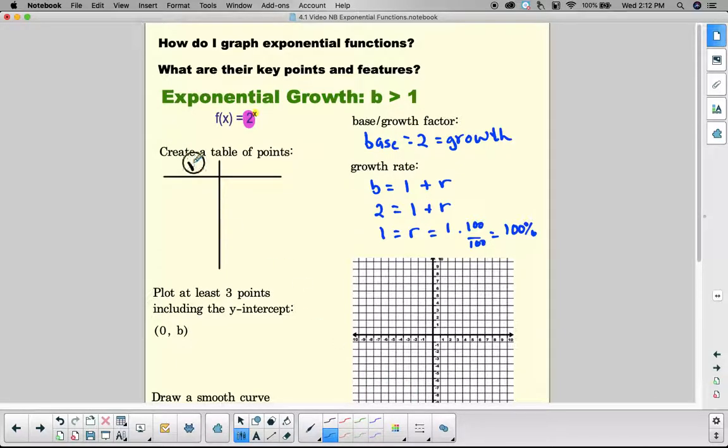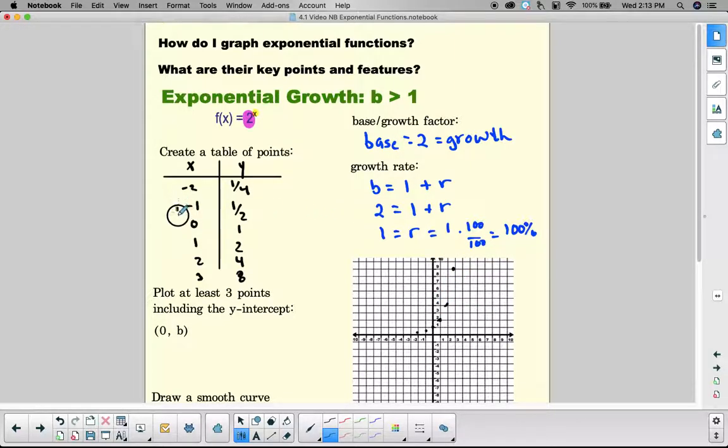Let's create a table of points, x and y. And for x, let's just do -2, -1, 0, 1, 2. So 2 to the -2 is 1/4, 2 to the -1 is 1/2, 2 to the 0 is 1, 2 to the first is 2, 2 squared is 4, 2 cubed is 8. Then we can plot these points. -2, 1/4, -1, 1/2, 0, 1, 1 up 2, over 2 up 4, over 3 up 8, and we get these points.